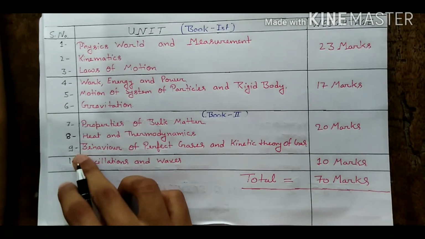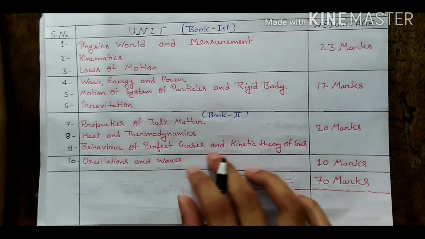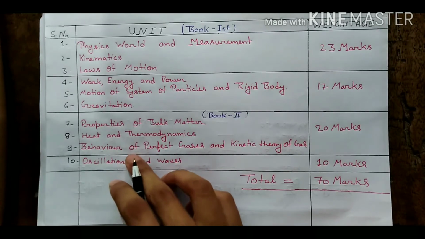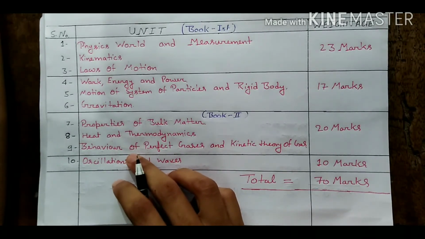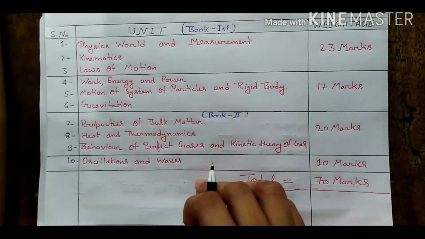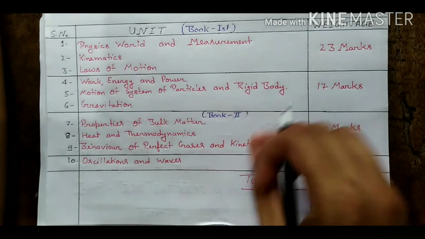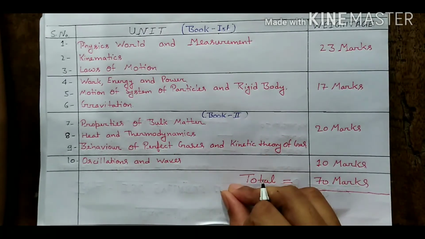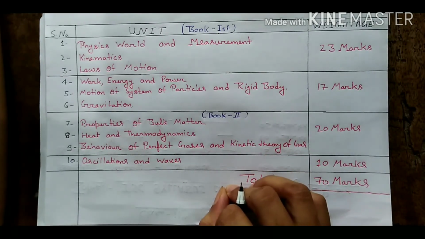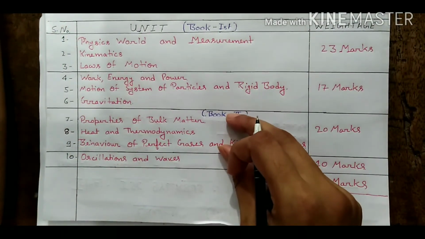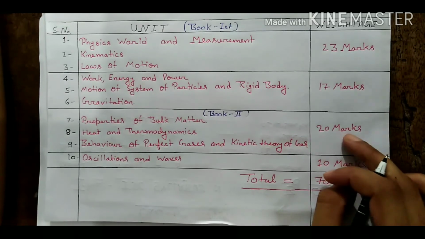In the 9th unit, behavior of perfect gases and kinetic theory of gases. This is a very small unit, and in this unit we will study behavior of perfect gas and kinetic energy of gases. What will be the velocity and kinetic energy of a molecule in a gas, degree of freedom, and law of equipartition of energy, and many more. This is the first section of volume second, and it contains 20 marks.